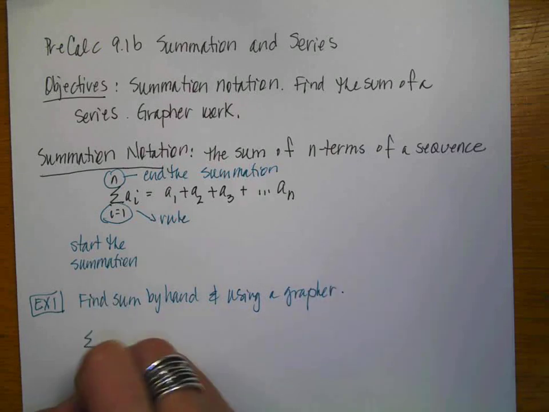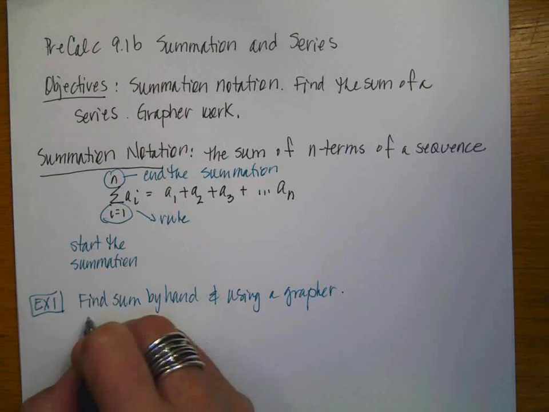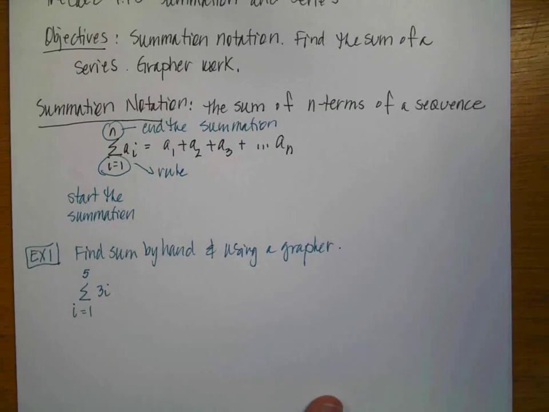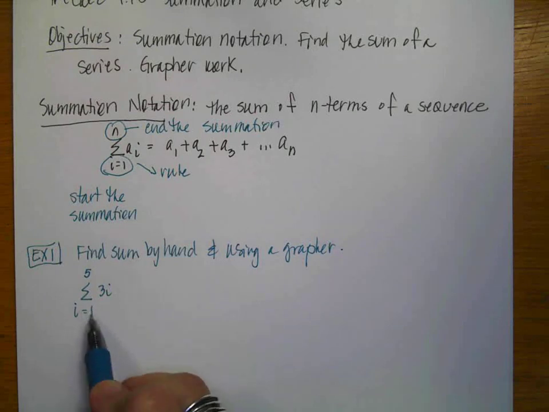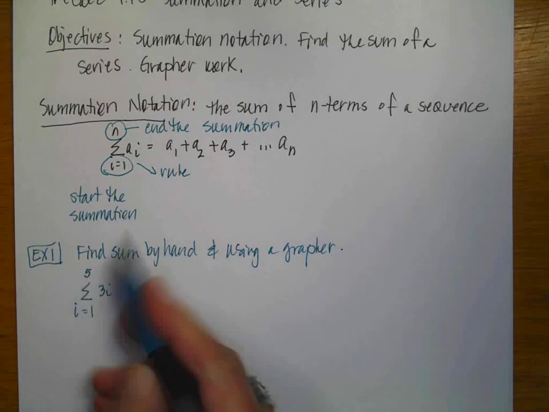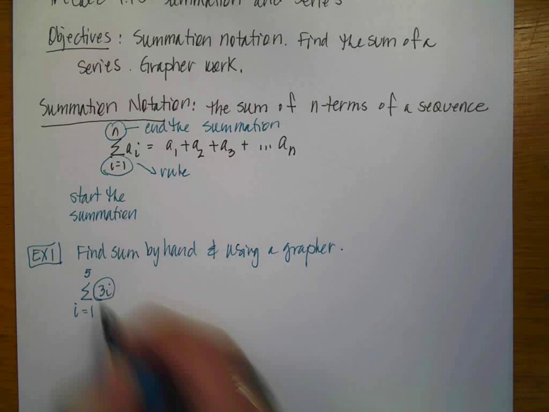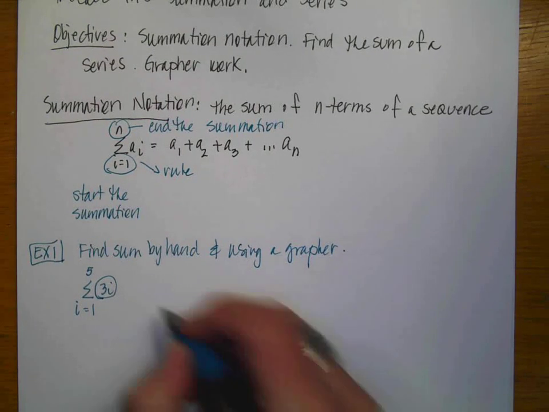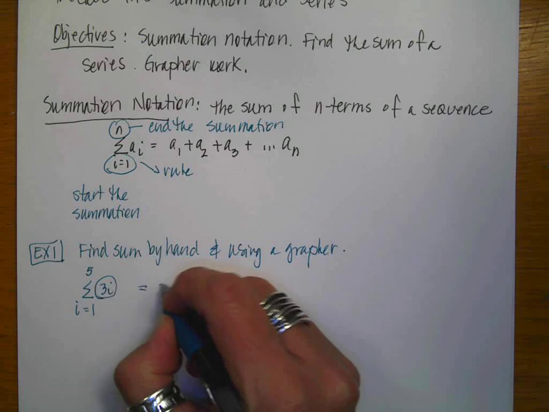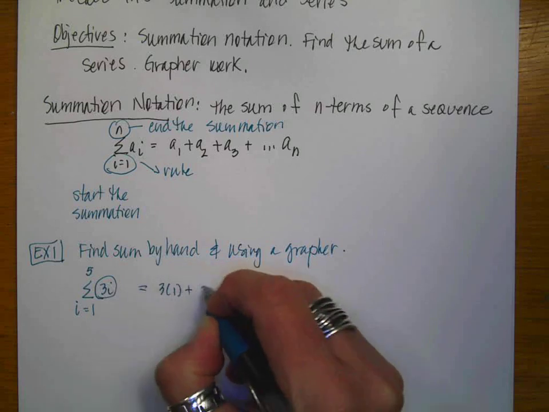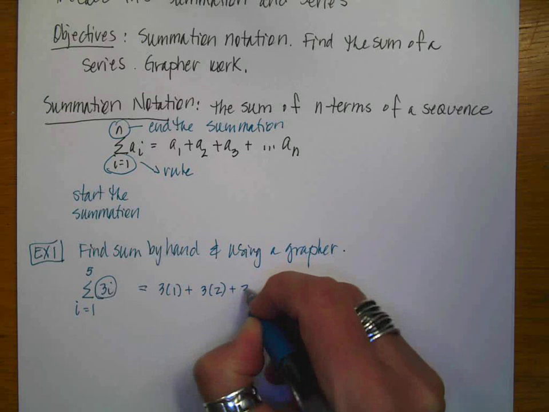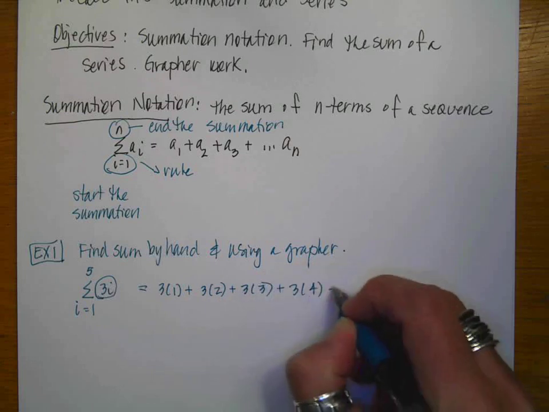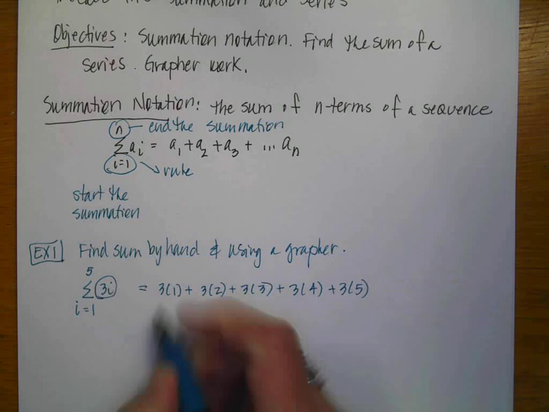Okay, so the rule is going to be i is equal to 1 to 5, and then here's 3i. So what that particular problem says is sum from terms 1 to 5, and then this is going to be the equation or the rule that generates those terms of the sequence. So if we're doing this by hand, it's going to be 3 times 1 plus 3 times 2 plus 3 times 3 plus 3 times 4 plus 3 times 5.